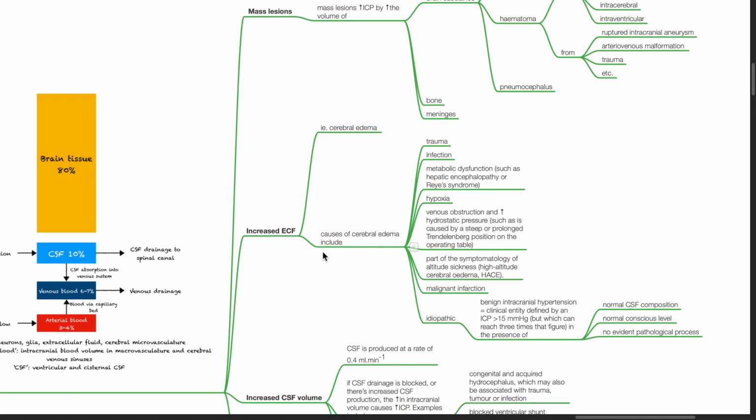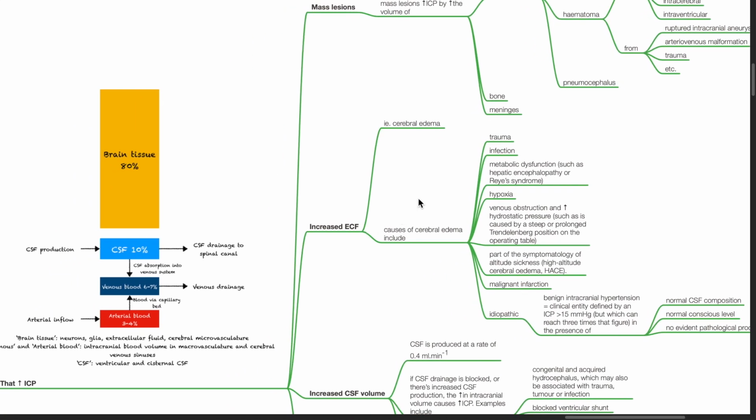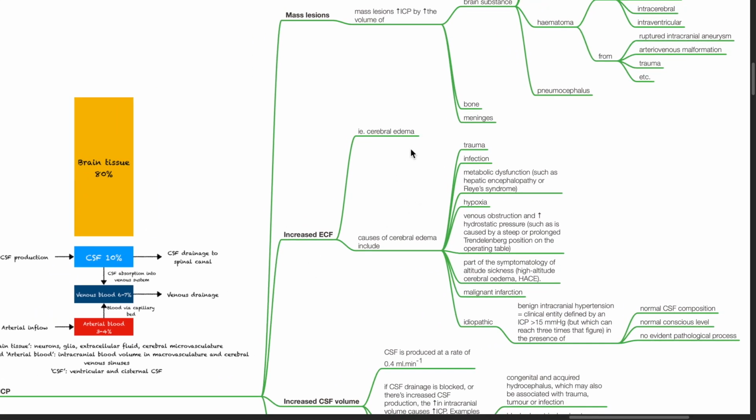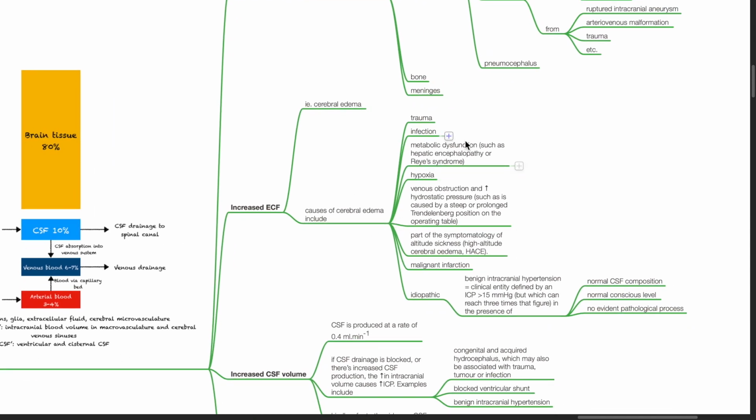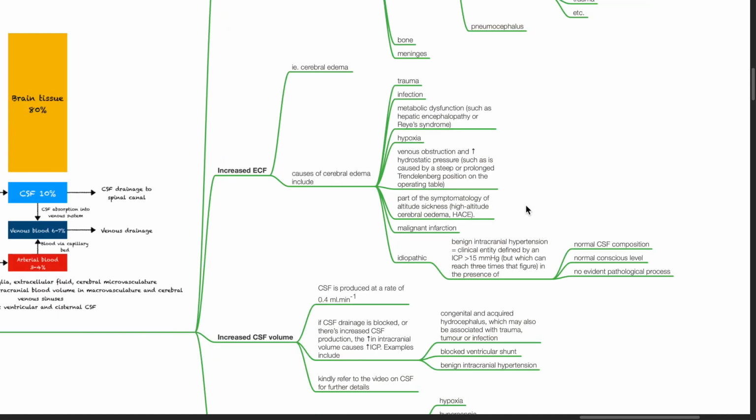Increased ECF can increase ICP, also known as cerebral edema. Causes of cerebral edema include trauma, infection, metabolic dysfunction such as hepatic encephalopathy or Reye syndrome, hypoxia, venous obstruction, and increased hydrostatic pressure, such as that caused by steep or prolonged Trendelenburg position on the operating table, high altitude cerebral edema, malignant infarction, and idiopathic.